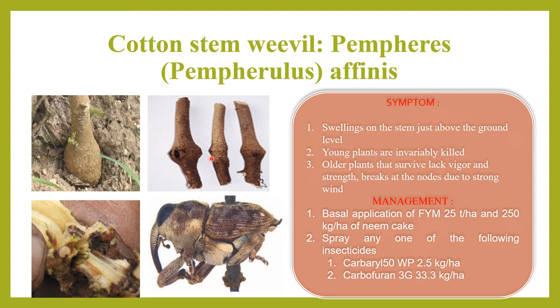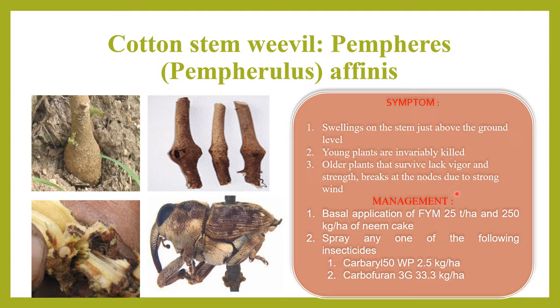And the major management practices are like this: we can apply a basal application of FYM at 25 tons per hectare and 25 kg per hectare of neem cake. And we can spray any one of the following, carbaryl or carbofuran, with the concentrations you can see here. You can spray any one of them only.